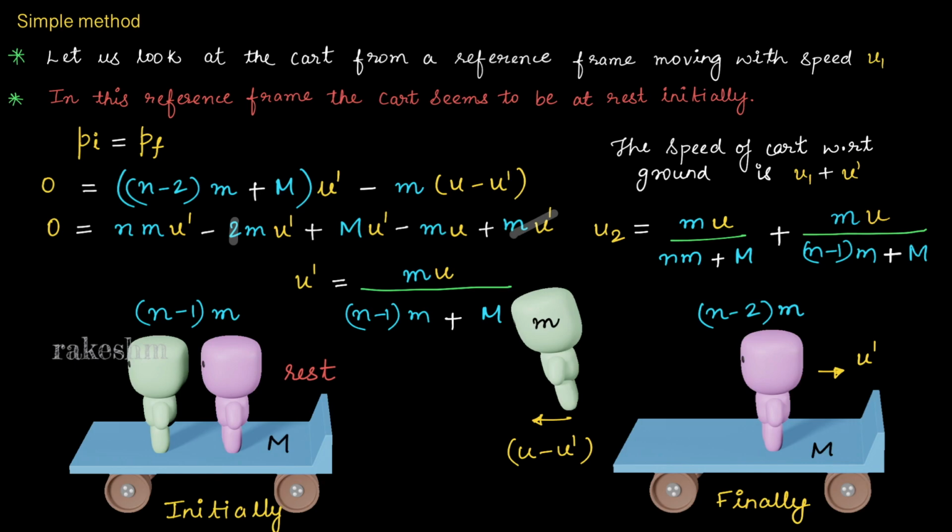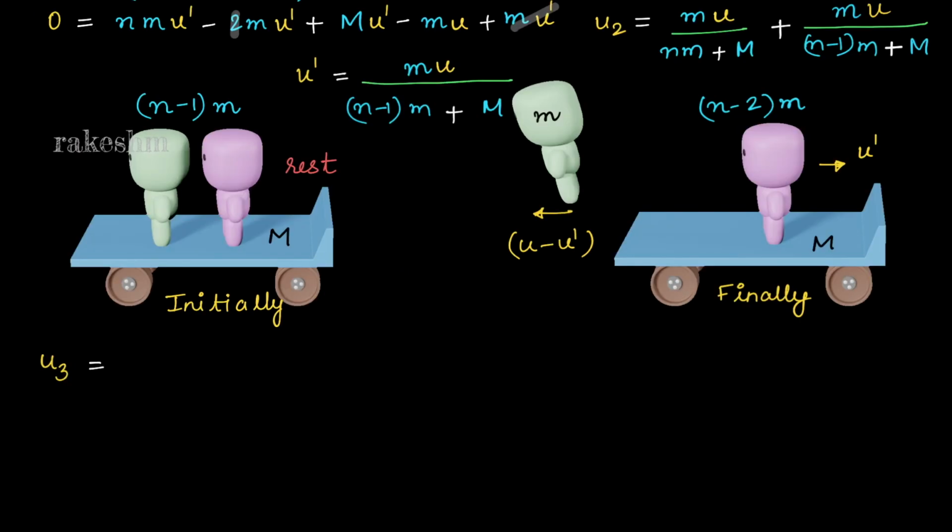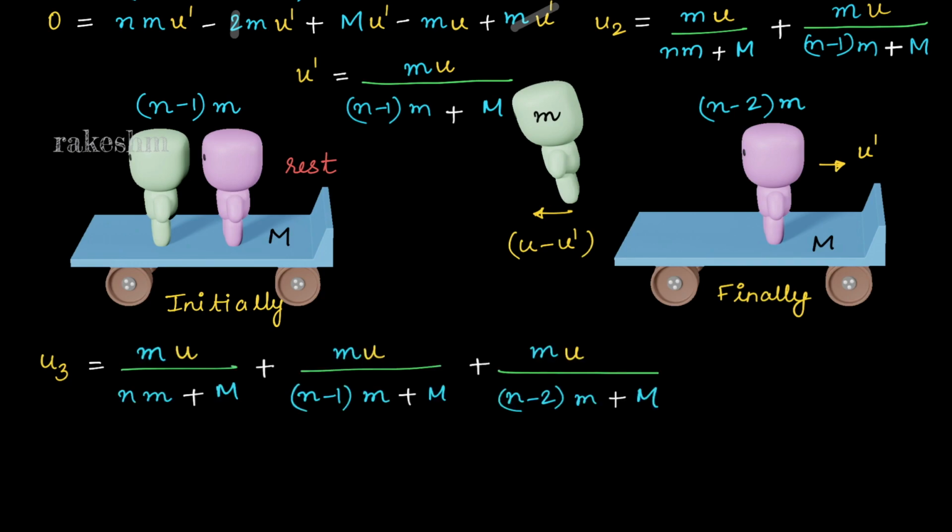See, now we are seeing a pattern here. Now you can guess what will be u3. u3 will be this term plus this plus another term which will have n minus 2. So now let us write down what will be u3, the speed of the cart after the third person jumps off. So we can write u3 as u2.